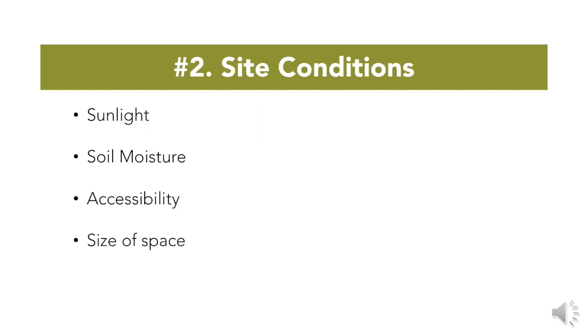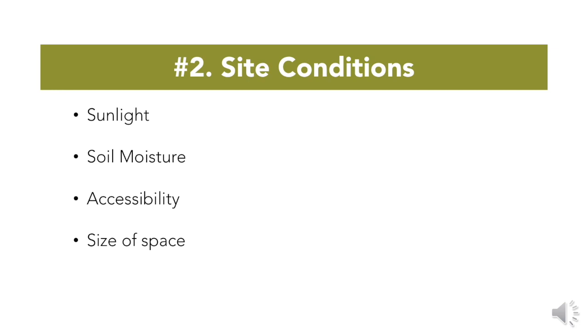These conditions are going to drive the types of plants that you can use, or the species of plants that you might choose from. So you need to think about sunlight. Is this an area that is going to get sun throughout the entire day? Is it only partly sunny? Is it shaded by buildings or by trees?